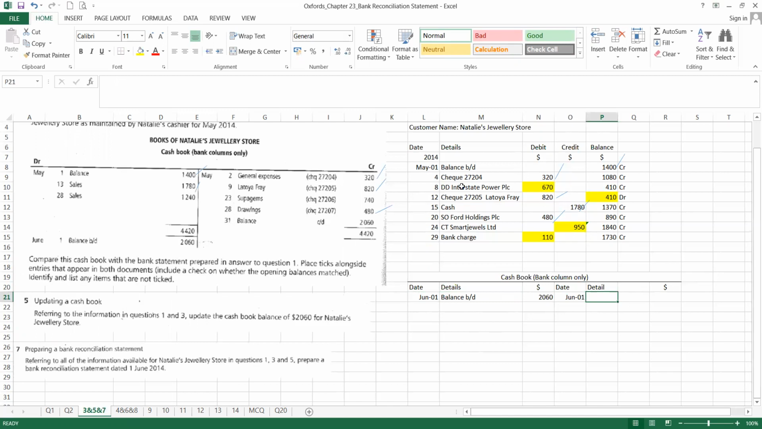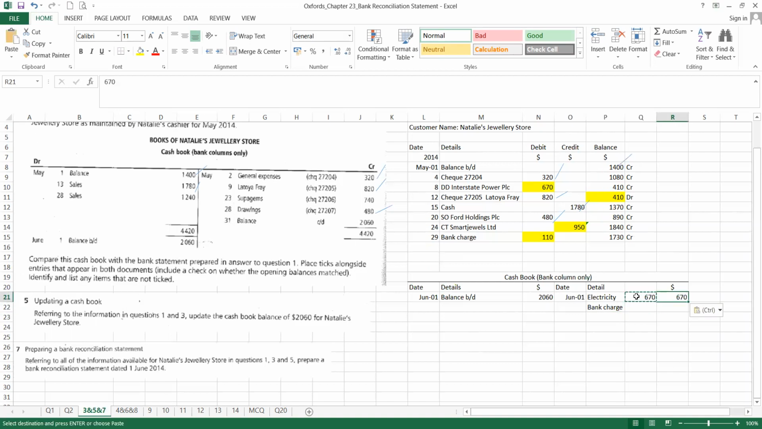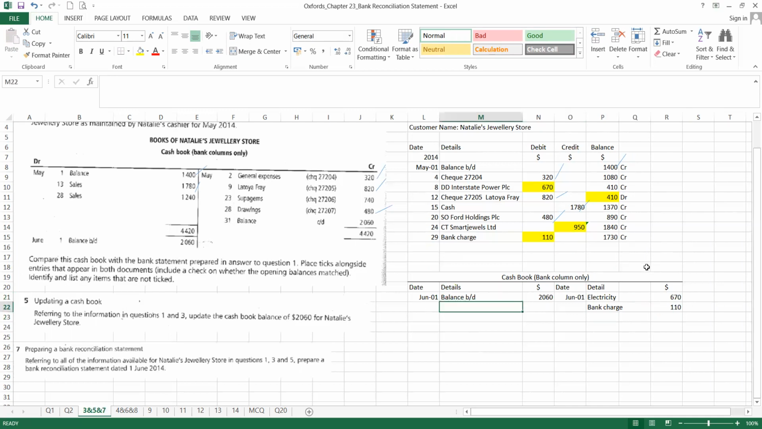So what are the items that you pay for? This one, DD, Inter, Powers. This is we pay for the electricity, from the first question that we had. And the amount is 670. And then 110, which is a bank charge. Put it here, just in case the space is not enough. Here the amount is 110. Next, here is the credit, so we put it into debit. It is always the opposite side. This payment is from who? From Smart Jewel Limited. So this amount is 950. So all the bank statement items that we didn't tick, we have to update in the cash book.